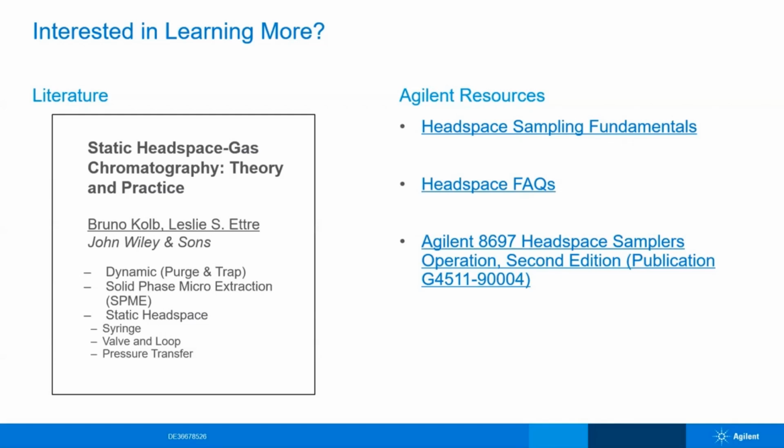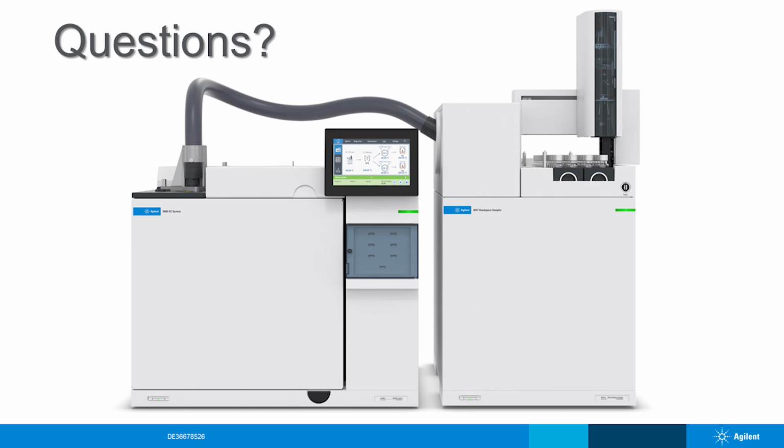Agilent also provides a lot of guides. The Headspace Sampling Fundamentals and FAQs on the Agilent website are great introductions to the technique and different types of applications. And then the Agilent 7697 Operations Guide, which you can see the publication number there, provides a lot of great details on the practical operation of a Headspace system, as well as the theory of operation behind it. So we're very thorough in those guides to make sure that you're well informed as you're trying to use your new Headspace system. So with that, I'll go ahead and pause and open the floor for questions.